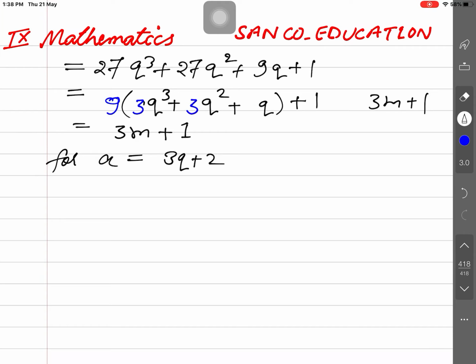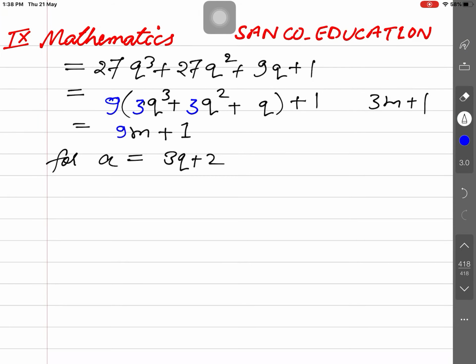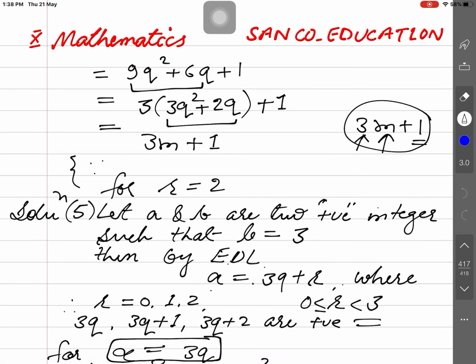Is that clear? 9 is the format of what type of form is there? 9m form is there. Is that clear? 9m form. Clear or not? Now go back. Sorry, 9m form. 9m form. Go back to that. This is also same.